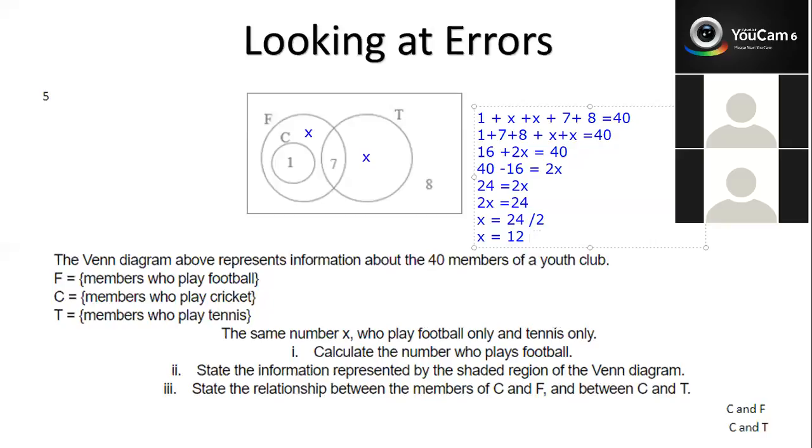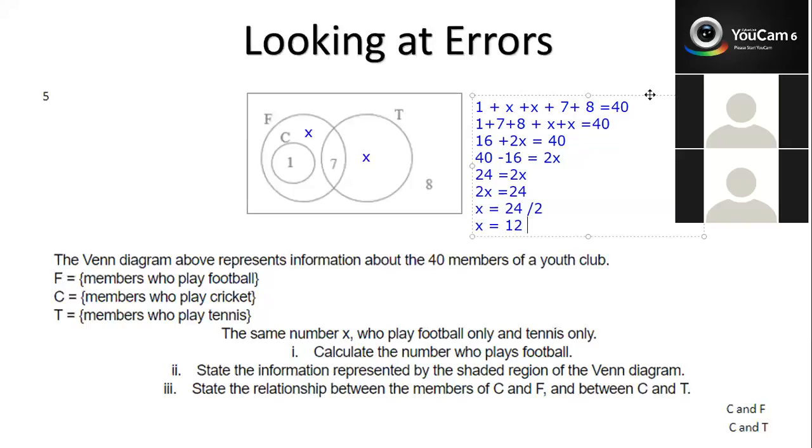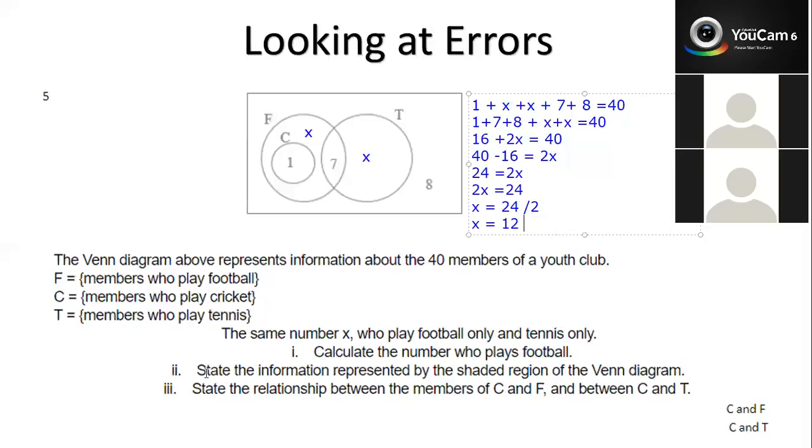All right? When we start algebra, you shouldn't have any issues with these types of questions. Let's continue. Part two now. State the information represented by the shaded region of the Venn diagram. Leave that part alone. Let's look at part three. State the relationship between the members of C and F.